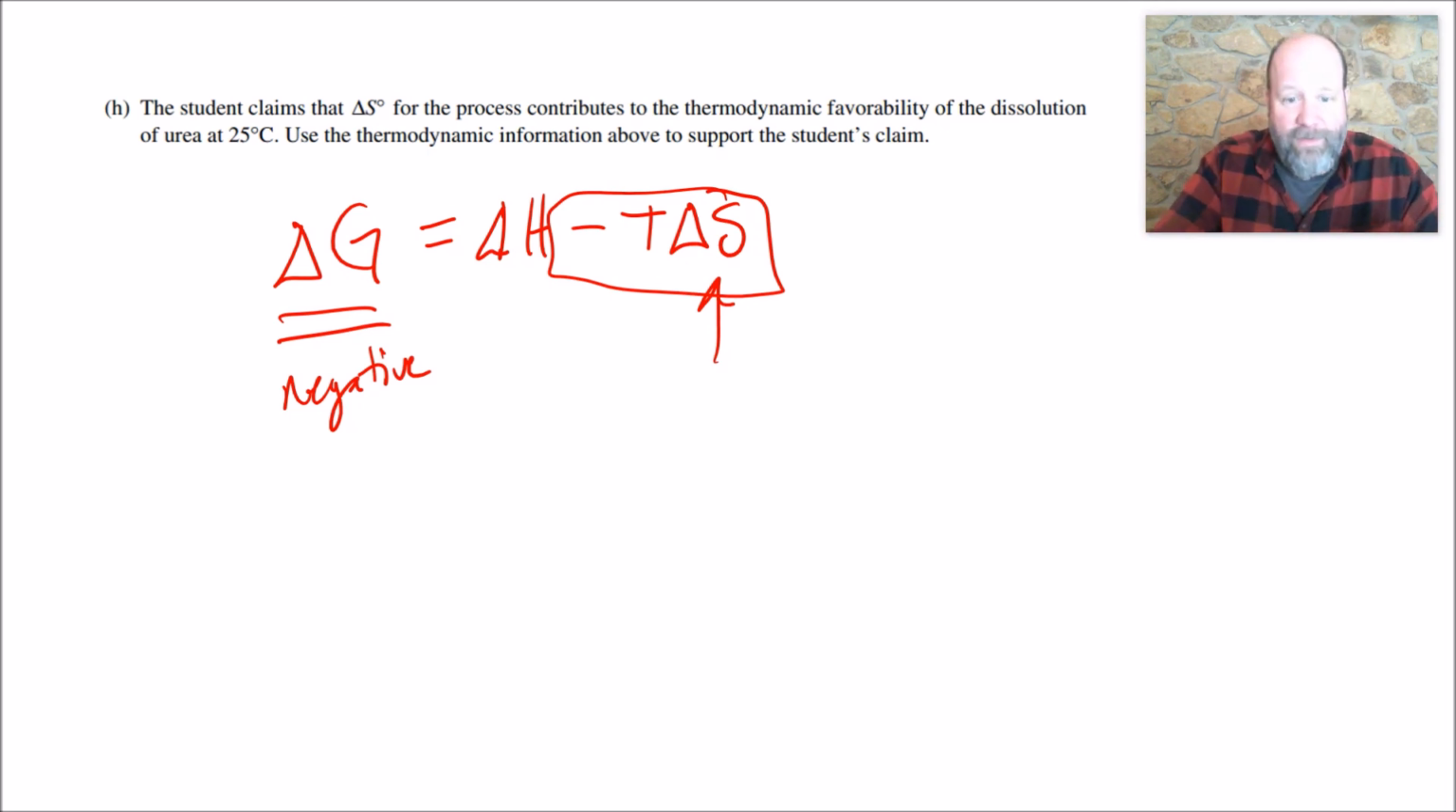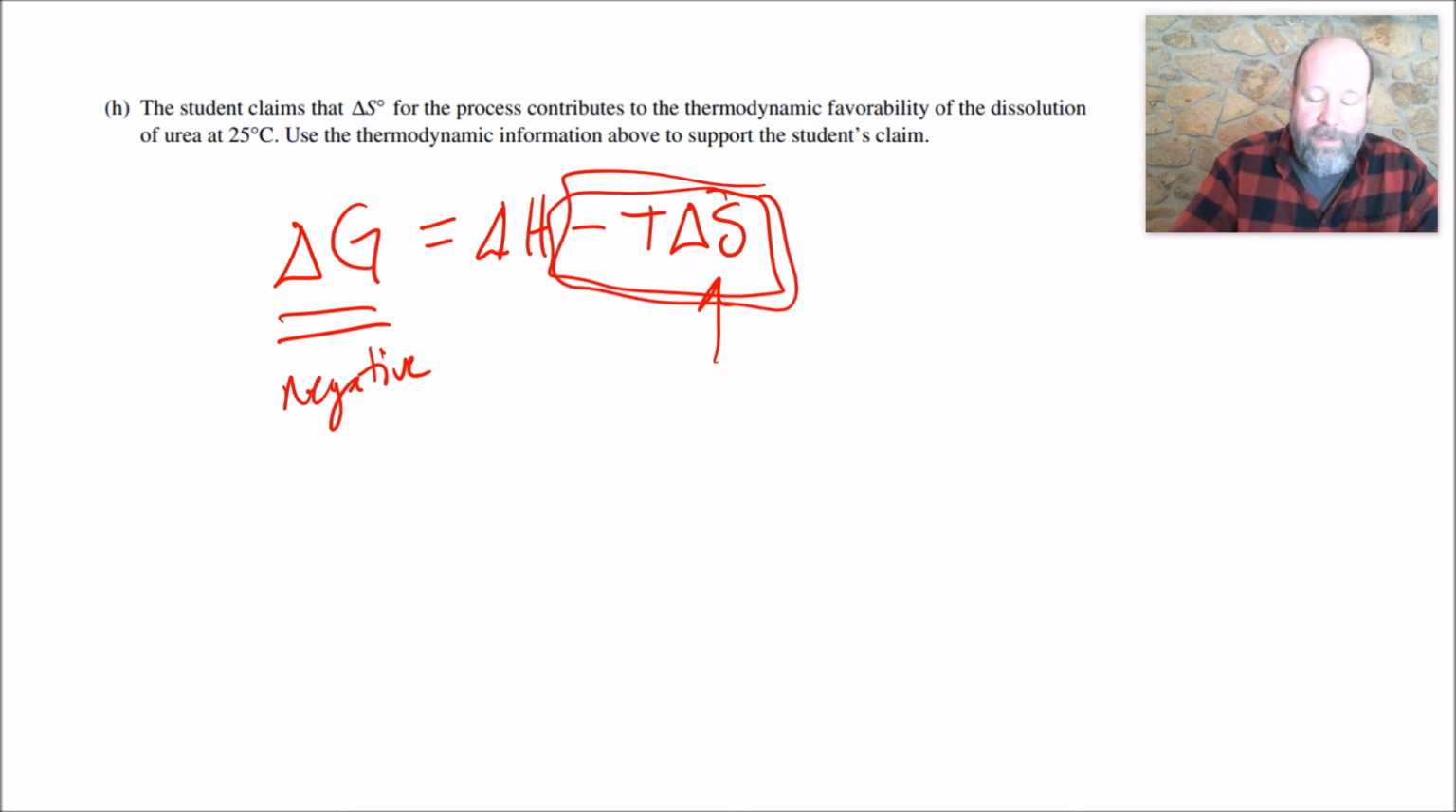So you just have to say something like a positive delta S means a negative T delta S. And if I was answering this question, I would make sure I write down this equation to demonstrate. A positive delta S means a decrease in delta G, making it more likely to be thermodynamically favorable because a negative delta G is thermodynamically favorable.